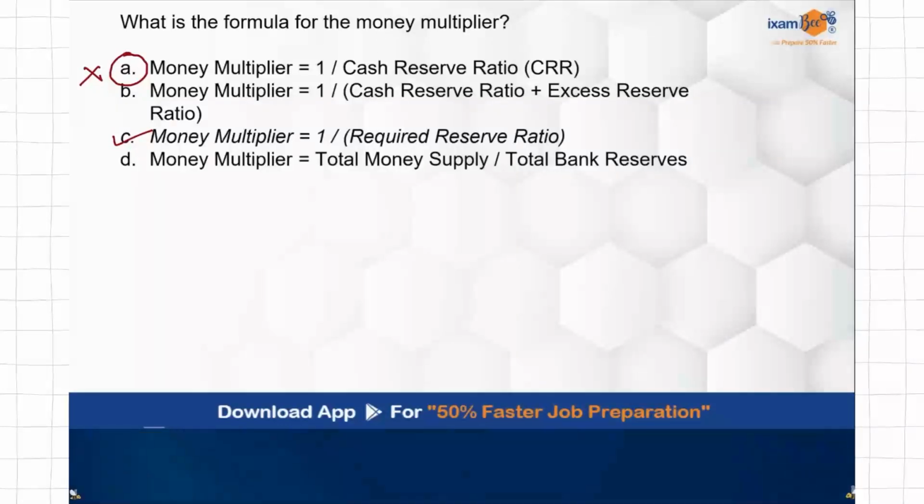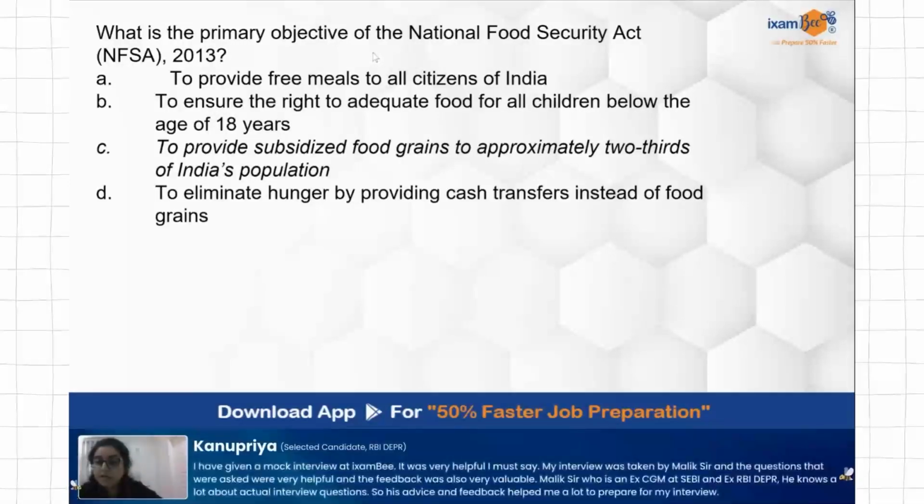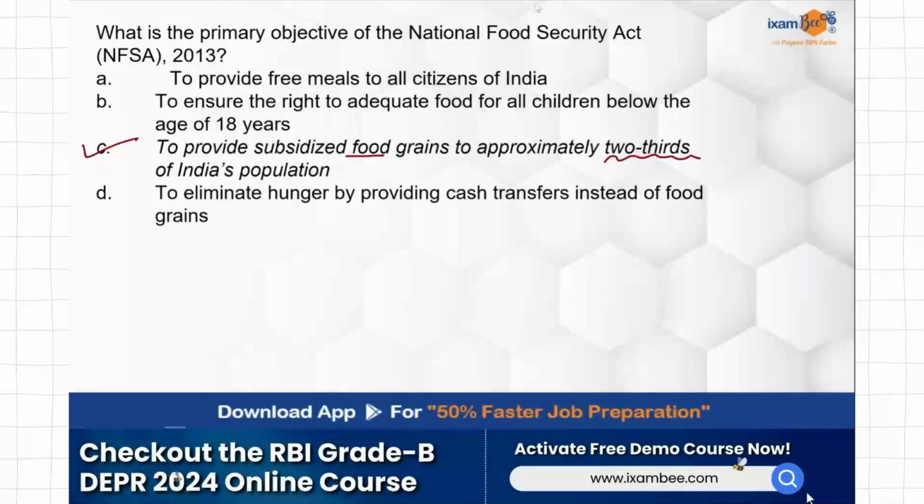So this is the correct answer. What is the primary objective of the National Food Security Act, NFSA 2023? So the prime objective is to provide subsidized food grain to approximately two-thirds of the Indian population. So this is the prime objective, right? So option C again should be the correct option in this scenario too.